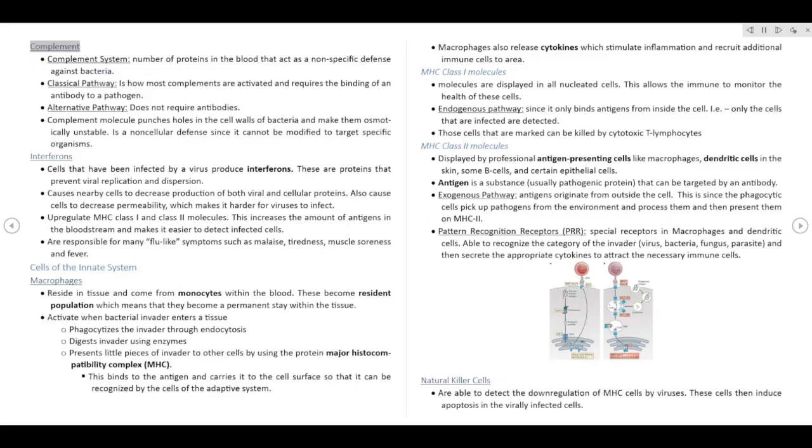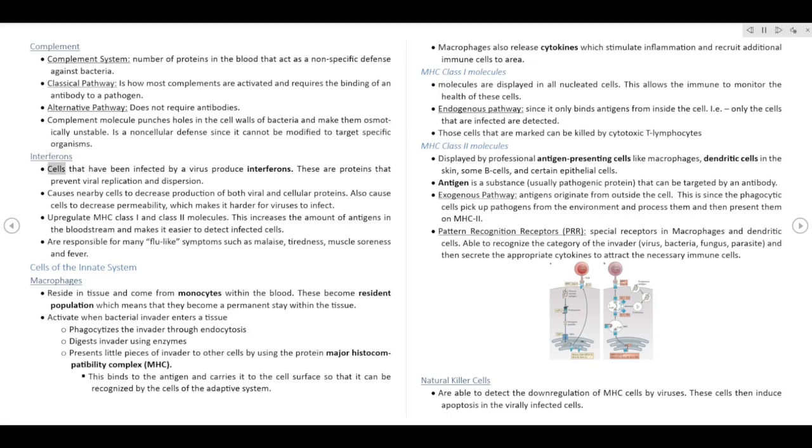Complement. Complement system, a number of proteins in the blood that act as a nonspecific defense against bacteria. Classical pathway is how most complement is activated and requires the binding of an antibody to a pathogen. Alternative pathway does not require antibodies. Complement molecules punch holes in the cell walls of bacteria and make them osmotically unstable. It is a non-cellular defense since it cannot be modified to target specific organisms.